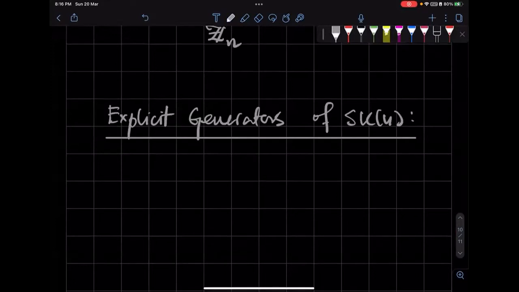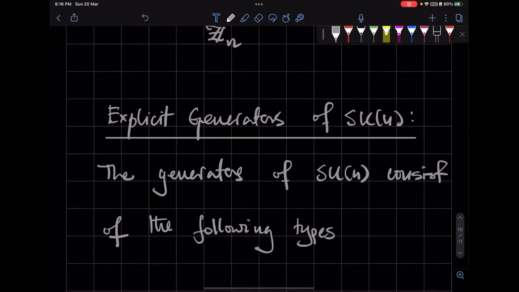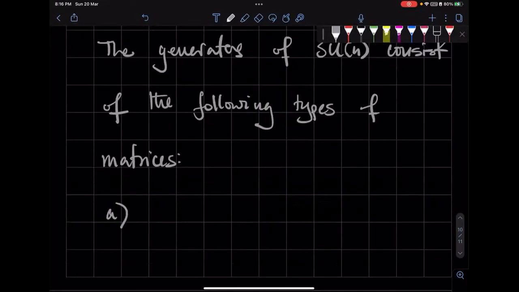So the generators of SU(N) consist of the following types. Okay, so number one is the diagonal matrices, Hermitian traceless diagonal matrices.